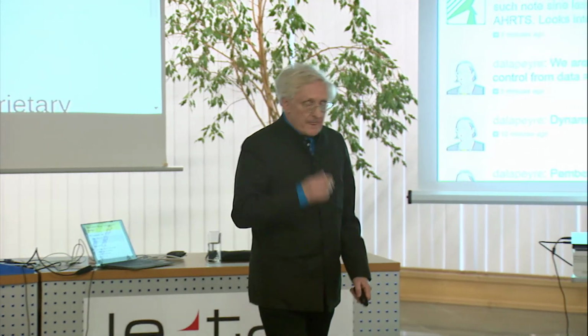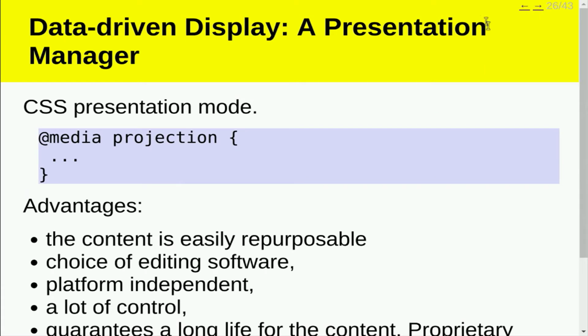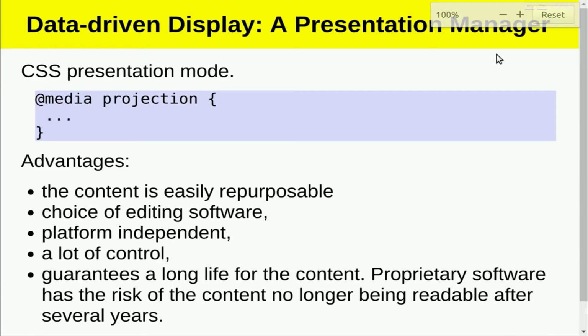Okay, my second example is I'm going to zoom a little bit out. CSS presentation mode, which I've been using for years, is a great part of CSS that allows you to say that if you're going into projection mode, then use this set of CSS rules. This is great because it means that you can repurpose your content in lots of ways. So the screen goes into full screen mode, and then these new rules come into play so that you can make the font larger and do whatever you want. So the content's easily repurposable.